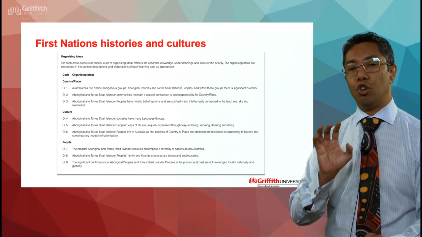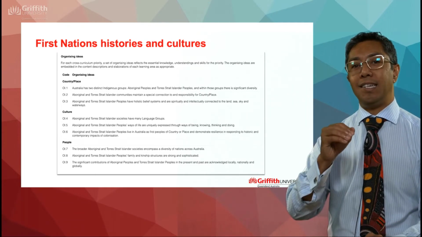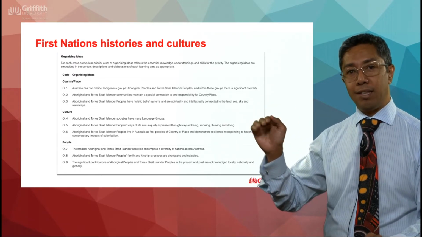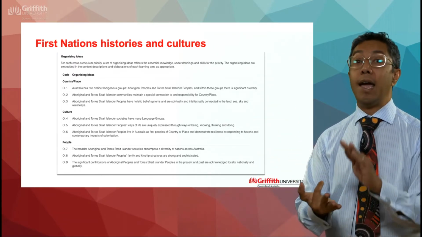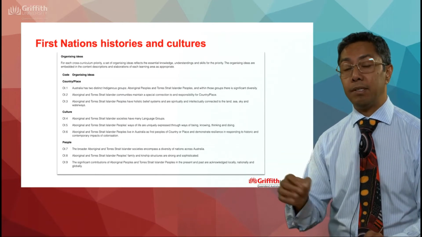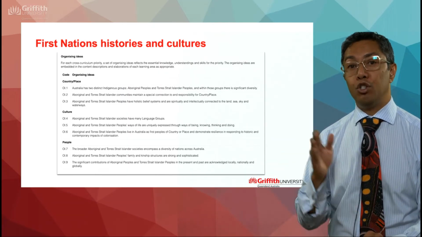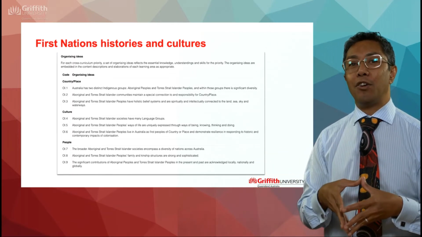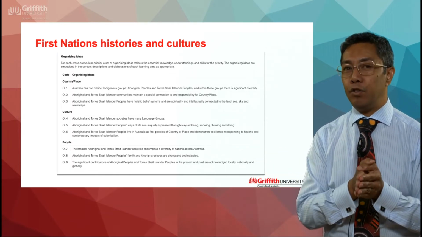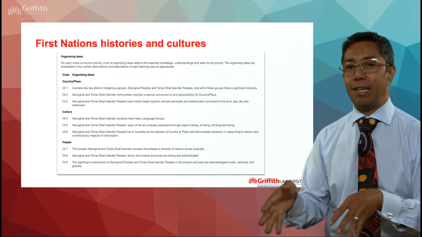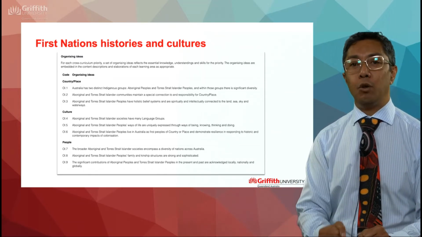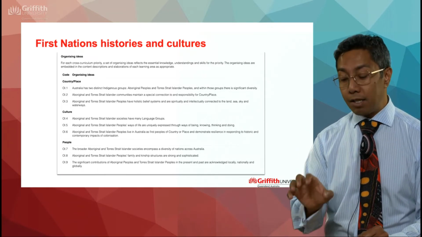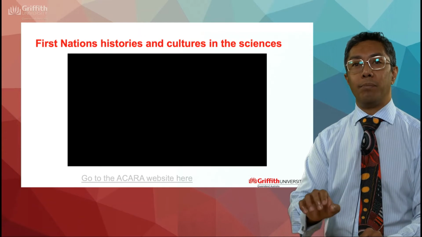When we have a look at the document itself, we can see that the cross-curriculum priority is broken down into those 3 things: Country, culture, and people, and there are various elements that we should be tapping into to make sure that we are addressing those things. As I was saying earlier, science is kind of unique because we're not really dealing with histories or cultures, we deal with science. So when we look at the science curriculum, we look at it through that particular lens.